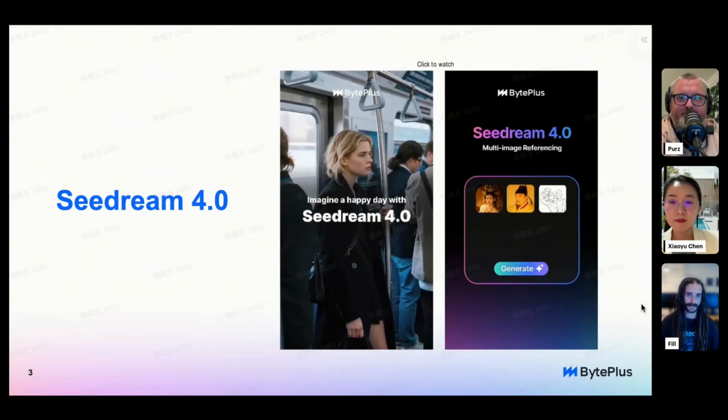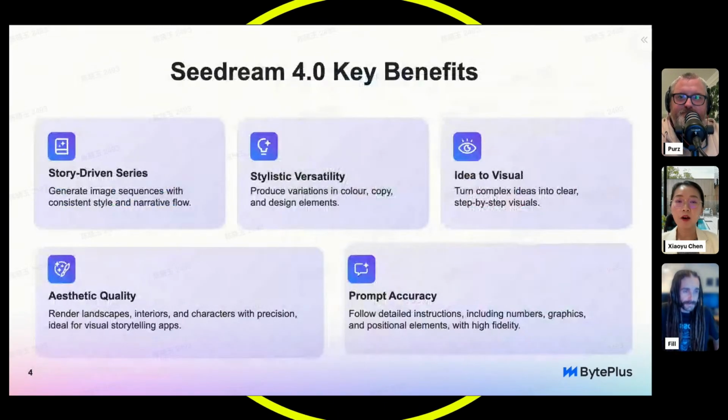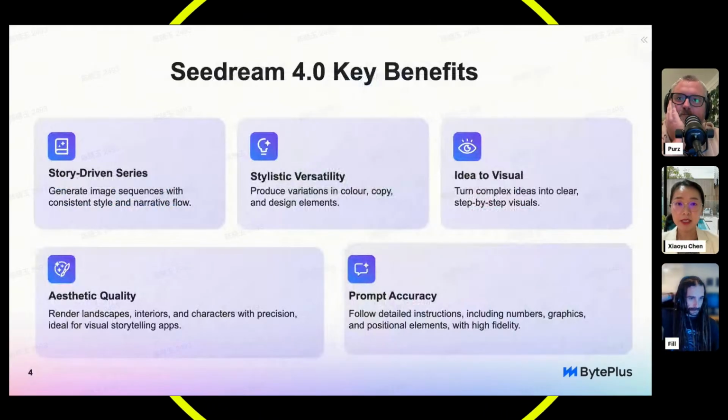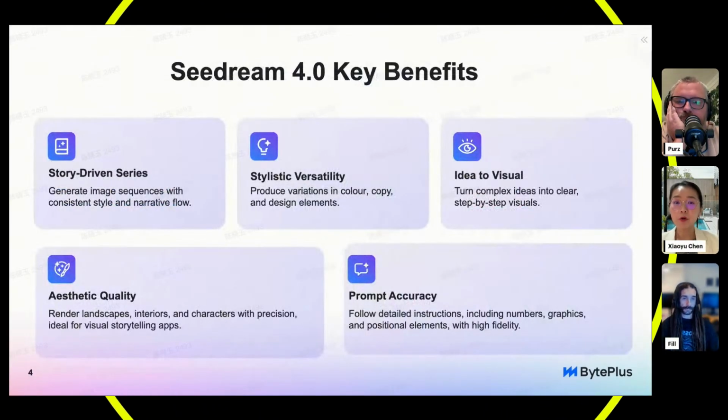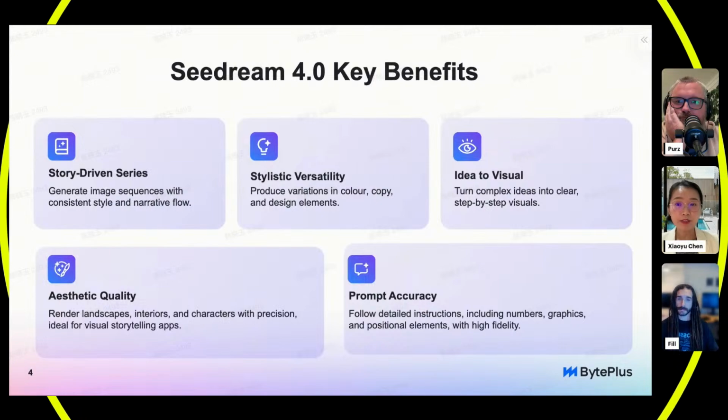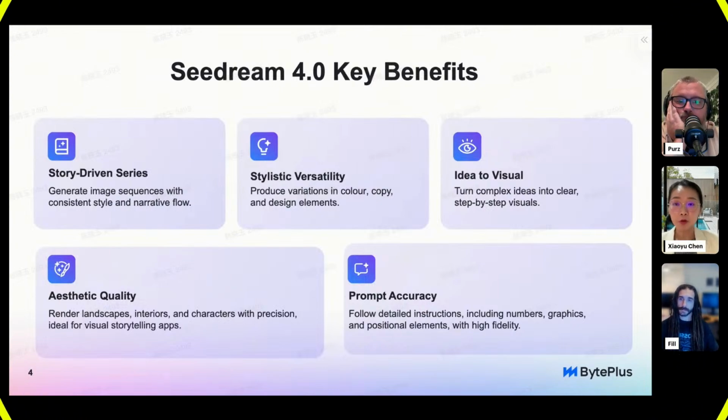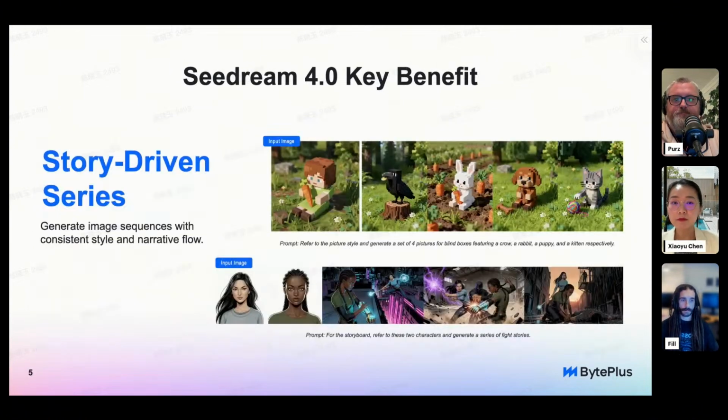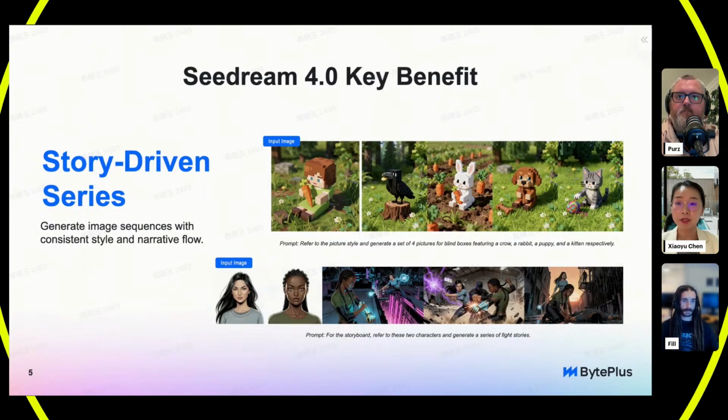Okay, so there are 5 key benefits of Seedream 4.0. I can quickly go through them with you one by one and show some of the demos. Since this model supports batch input and batch output at the same time, it gives a lot of support for story-driven series generations.